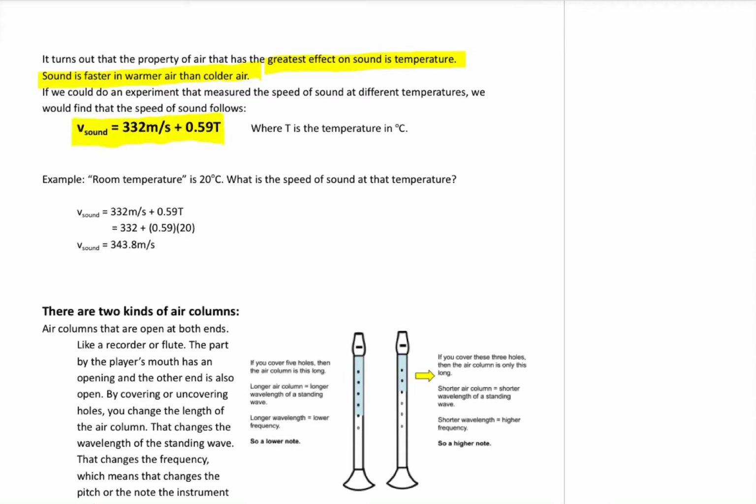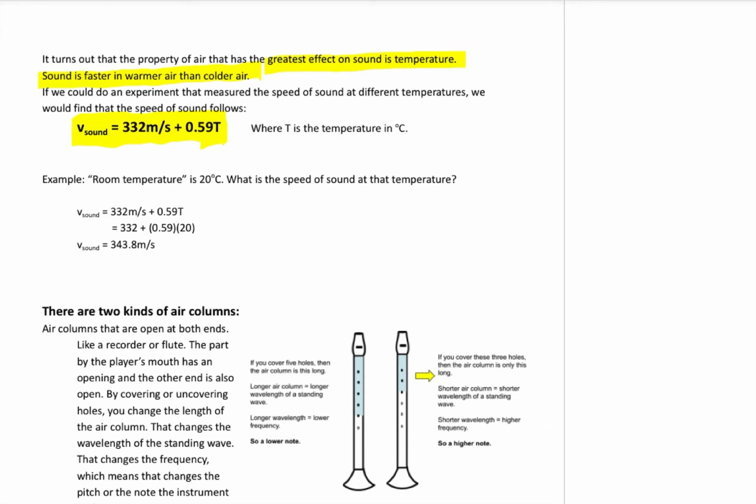The speed of sound follows this linear equation. If we know the temperature, that's going to be capital T. All we have to do is take the temperature and multiply by 0.59, and then add that number to 332, and that tells us the speed of sound at different temperatures. Basically, if we had a room at 0 degrees Celsius, the speed of sound is exactly 332, and every time we get warmer by 1 degree Celsius, the speed of sound gets faster by 0.59.